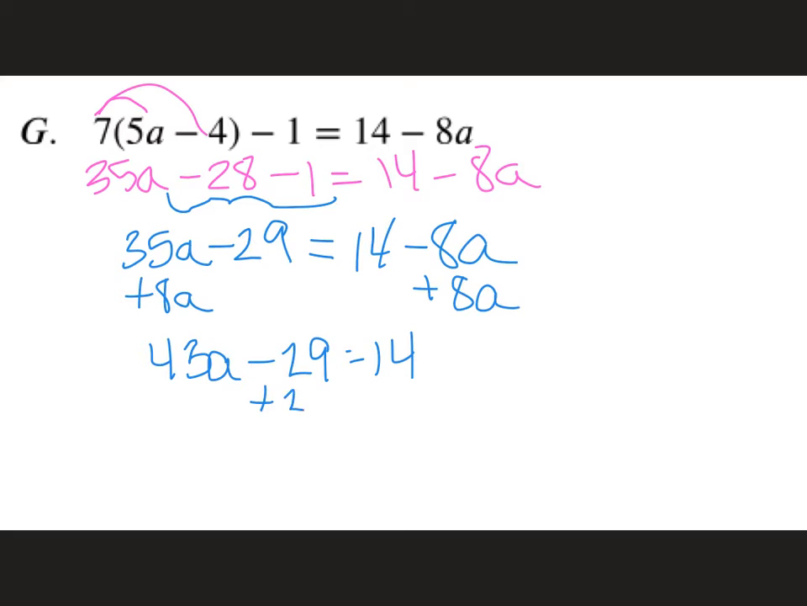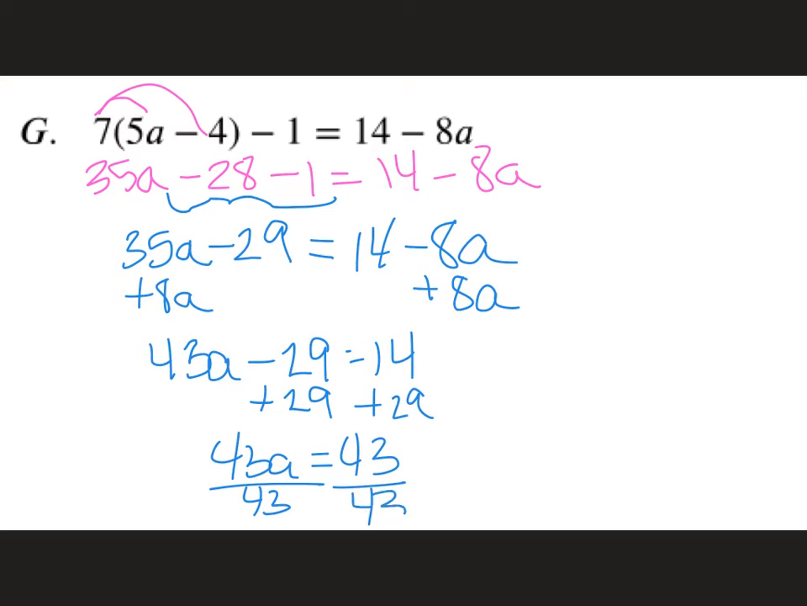Now I can make this constant of minus 29 be 0 by adding 29. So that's now 0, so we have 43a equals 43. And if I divide both sides by 43 to find out the value of just 1a, I will find that a equals 1.